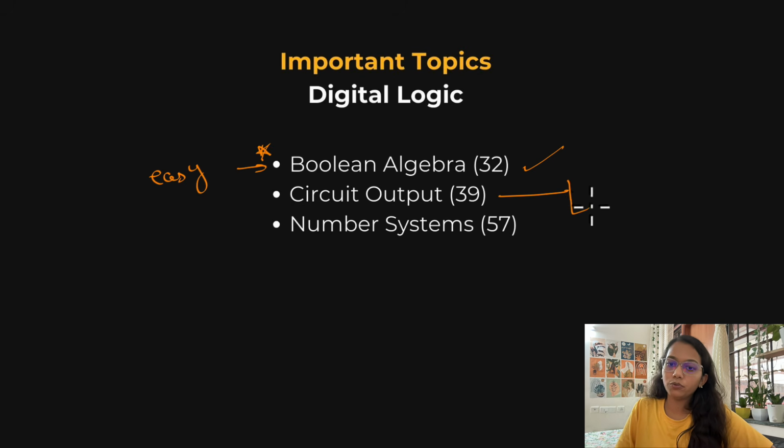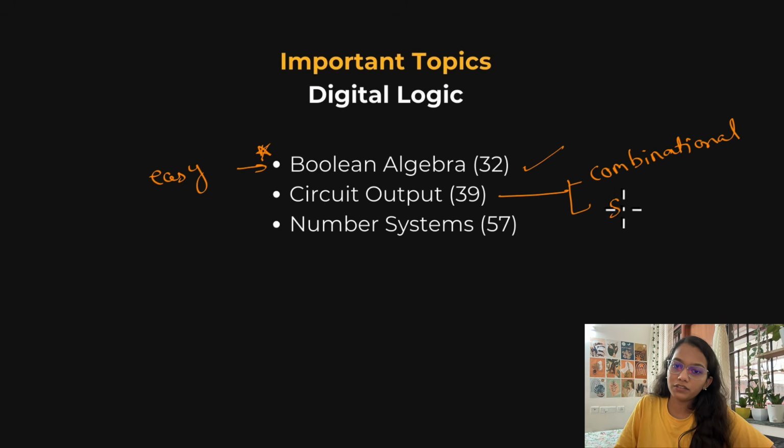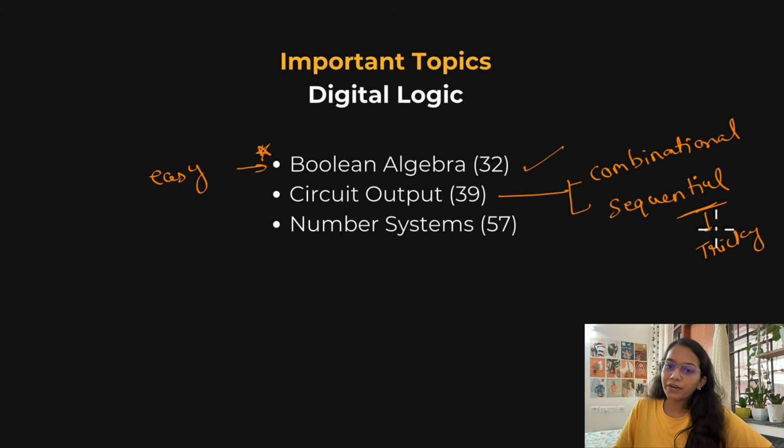The next is circuit outputs. Here we have two things: combinational circuits and sequential circuits. The sequential circuit part is somewhat tricky, or you can say people find it hard, but combinational circuits are comparatively easier than sequential circuits.